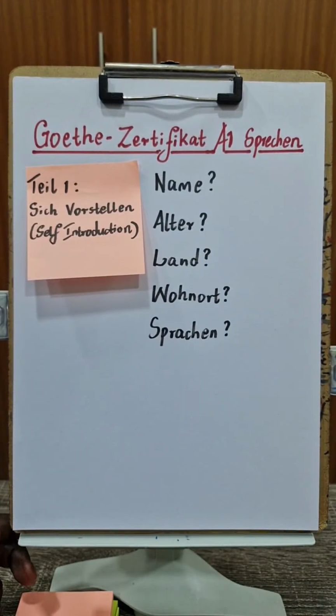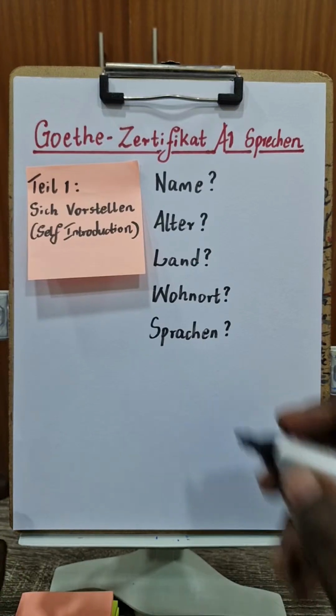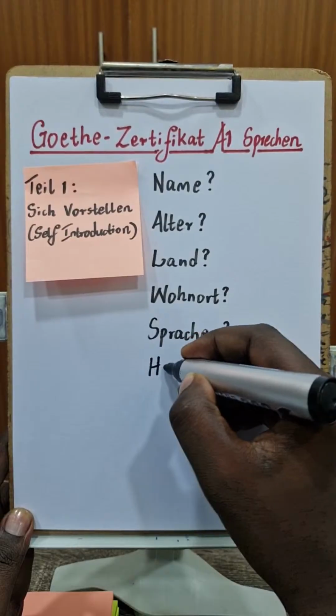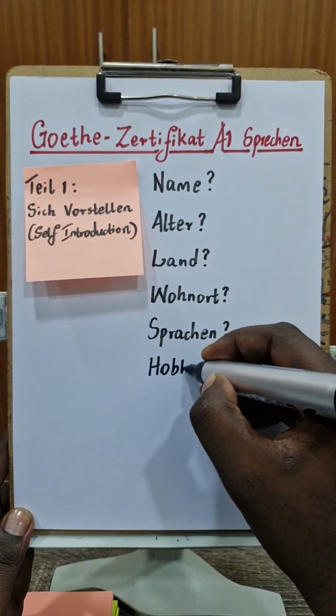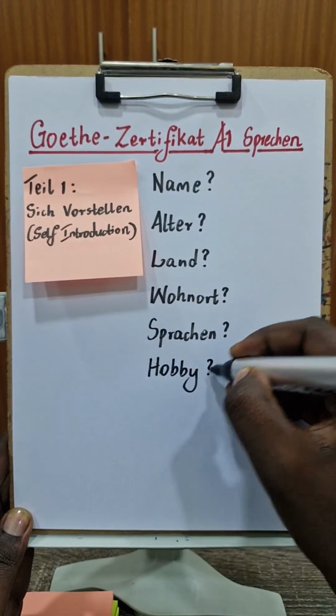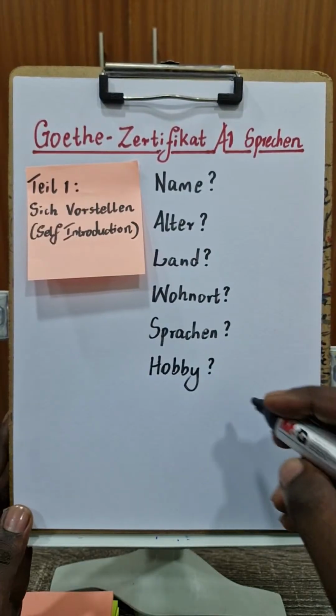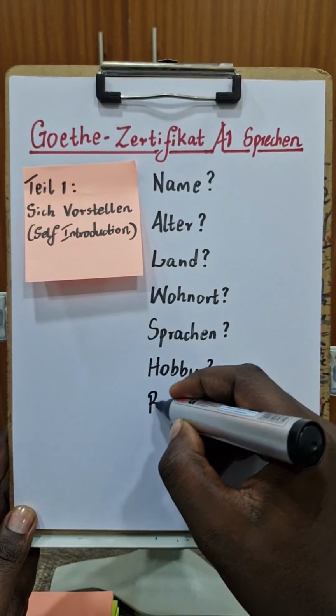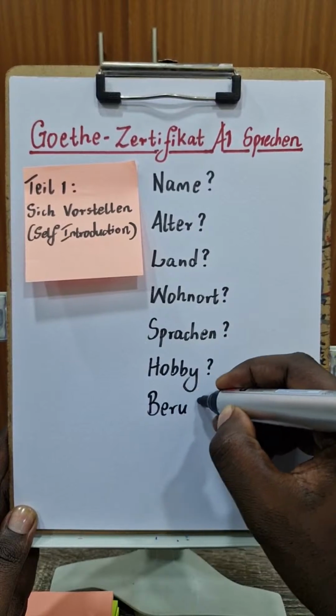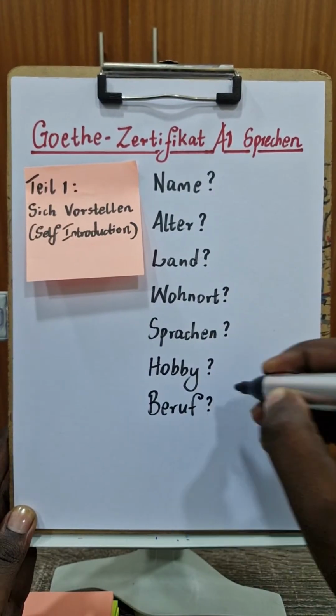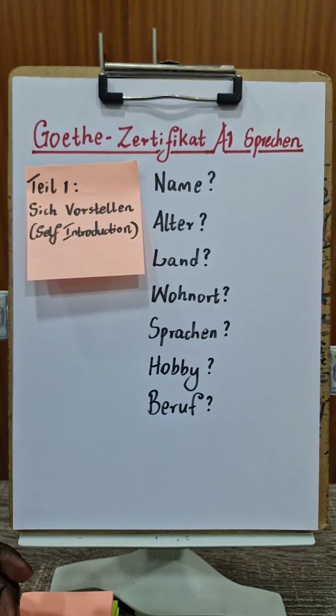Which other info? They will also need you to provide the hobby. And then the last detail we'll need is the Beruf. This is not necessarily the particular order it might come. It will depend on the paper you will be given. So these are the information that we will need in this particular part.